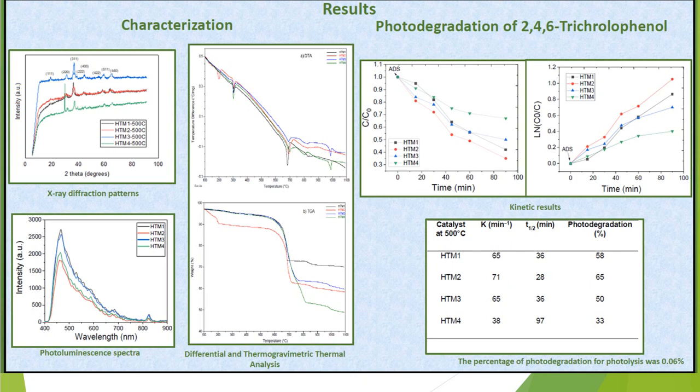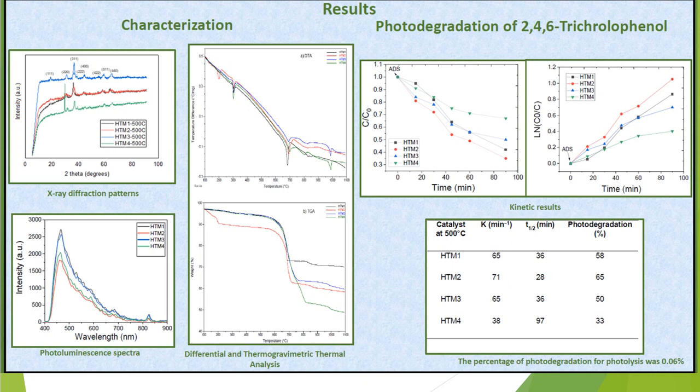photogenerated electron-hole pairs. However, the decrease of photoluminescence intensity in HTM2 indicates a low rate of recombination of the charge carriers. This result is consistent with the photocatalytic behavior, since it was the one that presented the highest photocatalytic efficiency. The decrease in the recombination rate is due to the transfer of the photogenerated charge carriers.